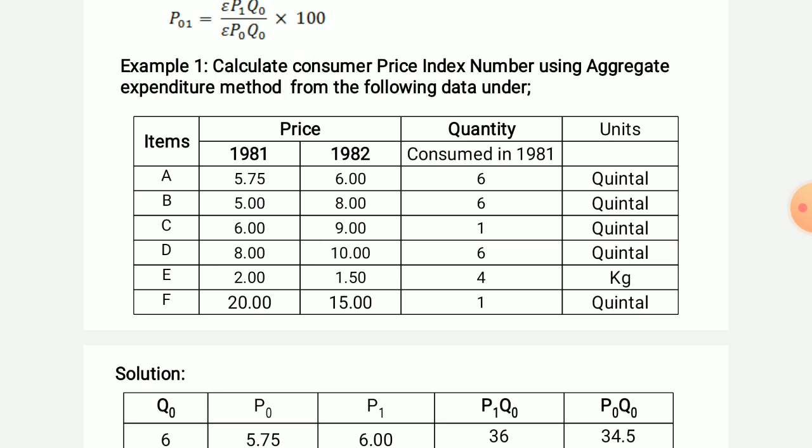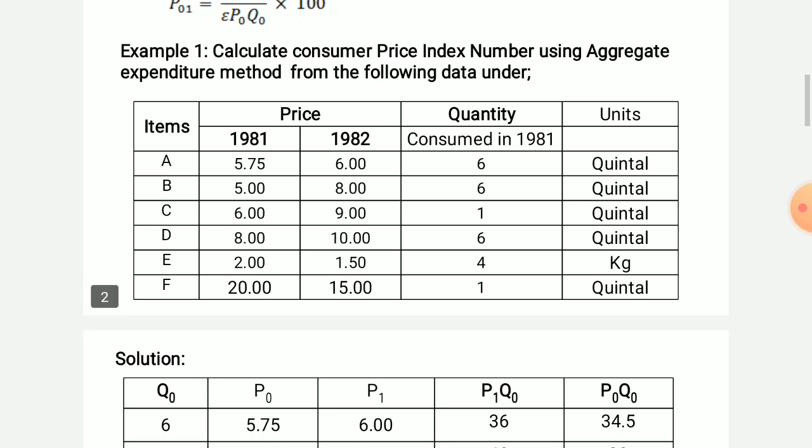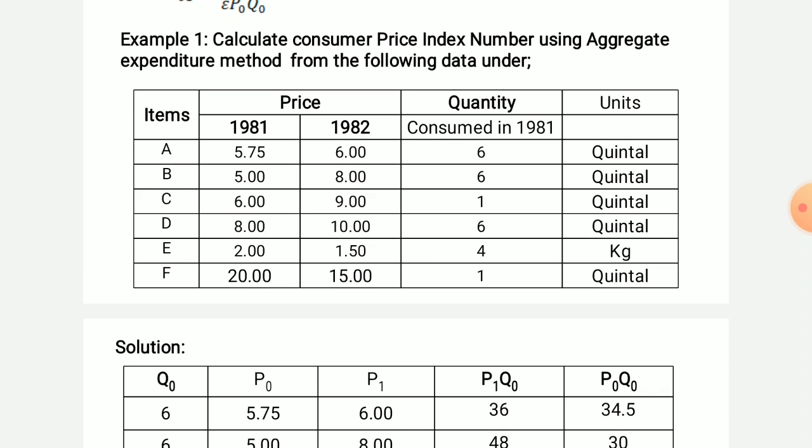Here we have to calculate the consumer price index number using the aggregate expenditure method from the following data. So in this first problem we are required to construct the consumer price index number by using the aggregate expenditure method. Here the price for the base year as well as the current year and the base year quantity are given.